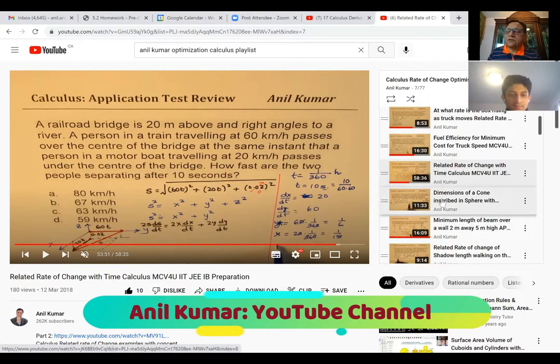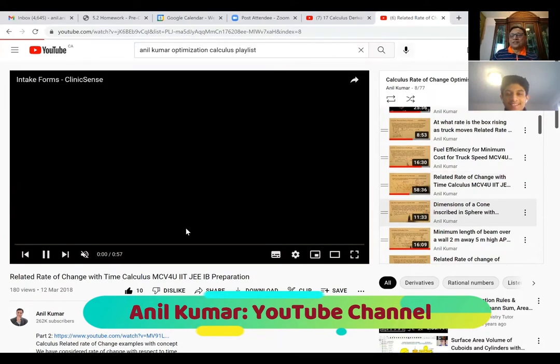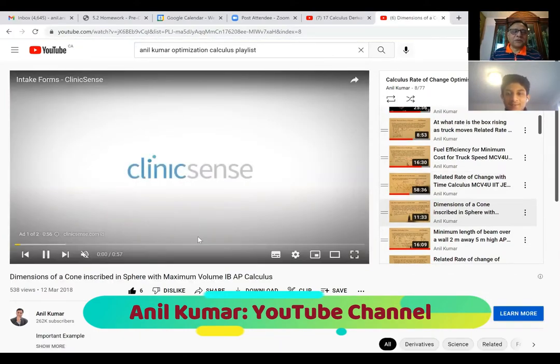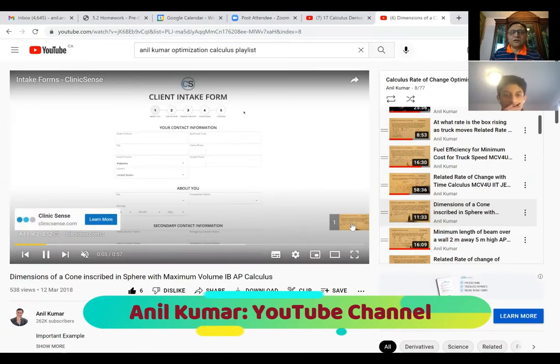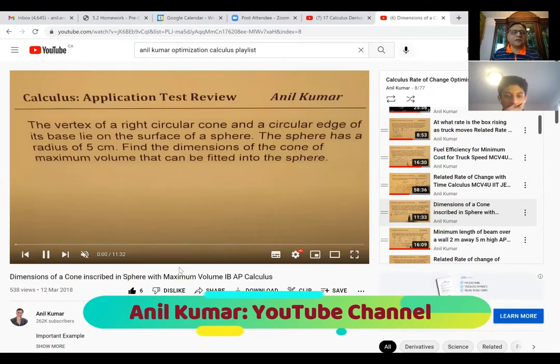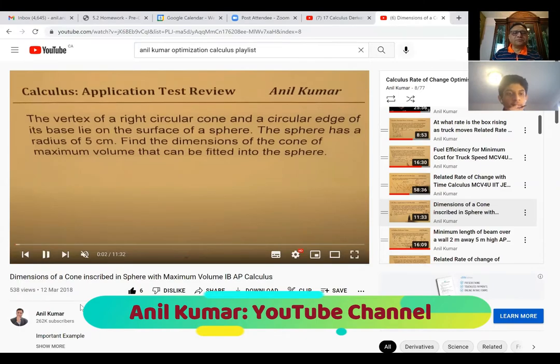Now, the next level of question is when we inscribe one shape into the other. So geometrical problems create a lot of trouble for students, I've seen in papers, and therefore here is one question which is expected to come. Can you please read the question? Yes, sir. The vertex of a right circular cone and a circular edge of its base lie on the surface of a sphere. The sphere has a radius of 5 centimeters.